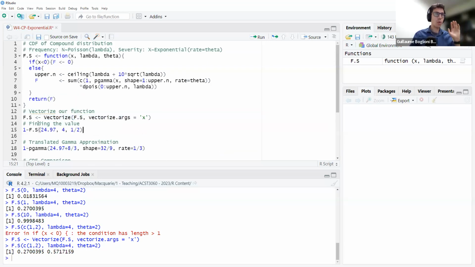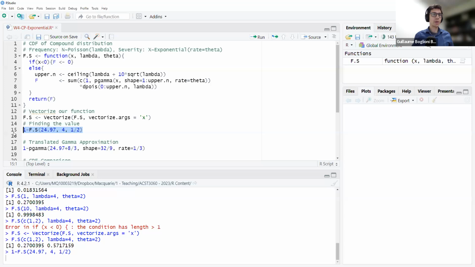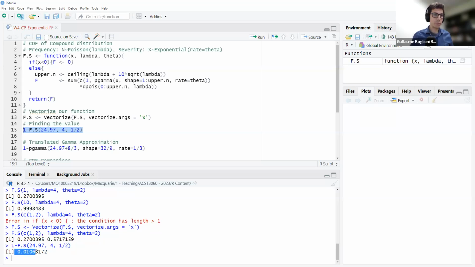Now we're pretty much done. We have found the fs. So now I can find the exact value. The exact value in our problem was evaluating fs at 2497. In our special case, lambda was 4, theta was 1 off. We get this. This is hopefully the number that was in the slide. Yes, 1.068%. That's the exact value.